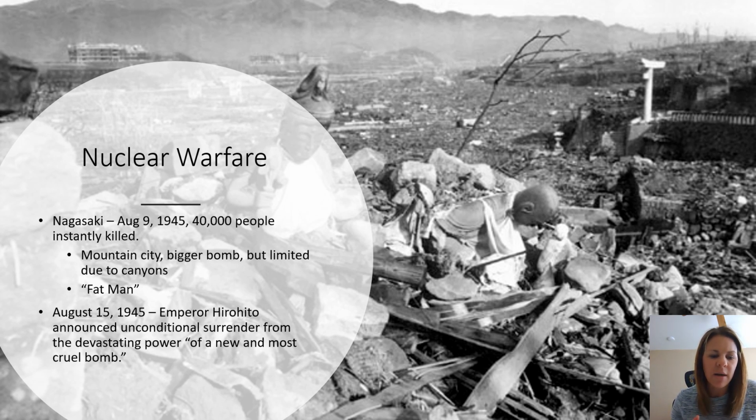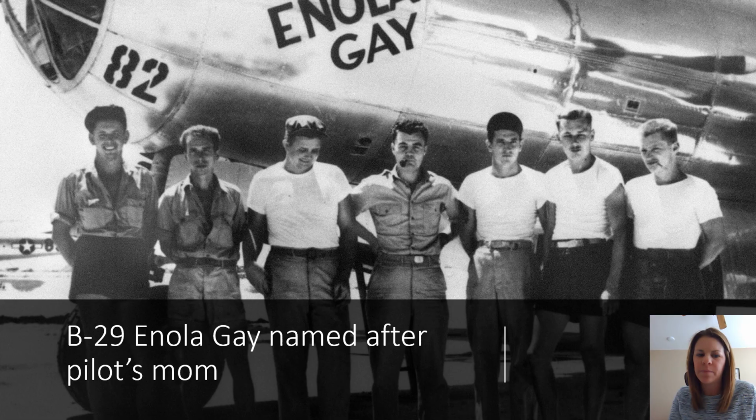Emperor Hirohito on August 15, 1945, announces unconditional surrender from the devastating power of a new and most cruel bomb. He is not truly reprimanded for the actions under World War II and is going to be able to maintain his power for multiple decades thereafter.